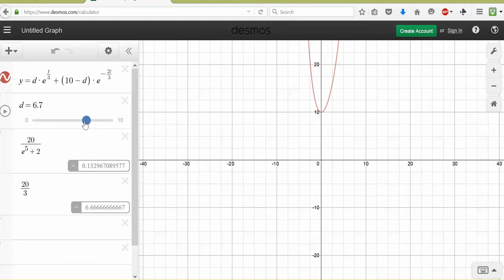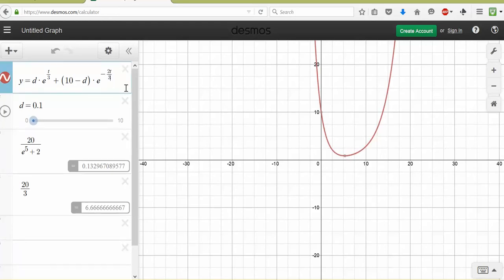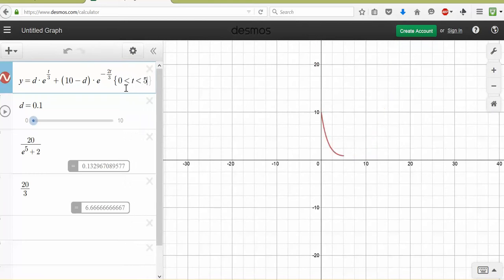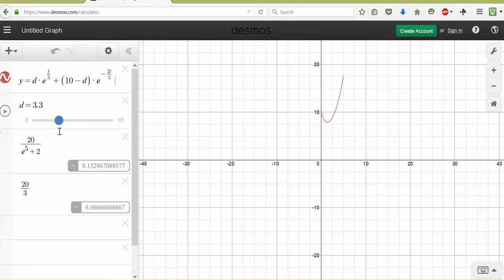Same for here. Let's look around 0.13. Let's look at 0.1. So when d is 0.1, we're getting that minimum at t equals 5. However, we have a restricted domain. So let's put in a restricted domain. You can do this on CAS. We have this restricted domain. Now let's play with our slider. See what's happening here. Let's go up to 6.7.